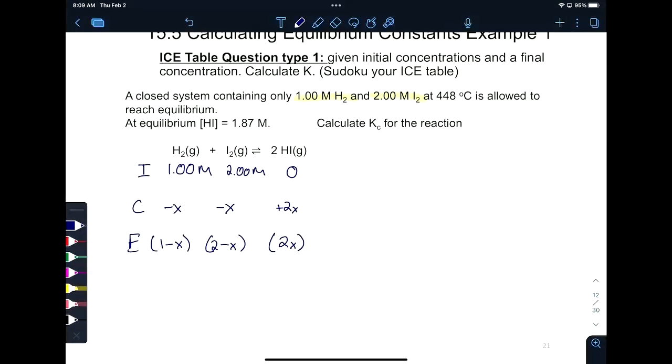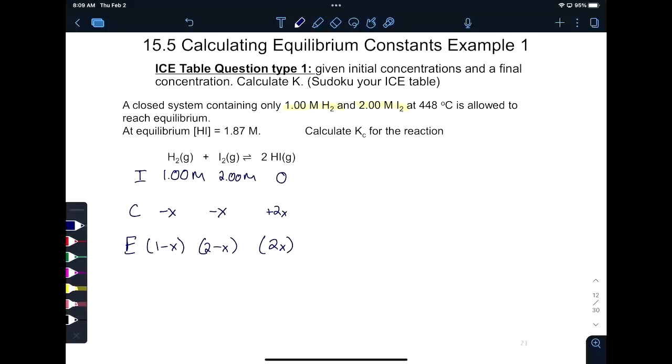All right, and so remember, the big idea with K, chemical equilibrium, is that the equilibrium line in our ice table is what goes into our K expression. So the next step is to build our K expression. So let's write what that would be. So Kc for this chemical reaction, products over reactants. So it's going to be concentration of HI squared, because of that coefficient of 2, over concentration of H2 times concentration of I2.